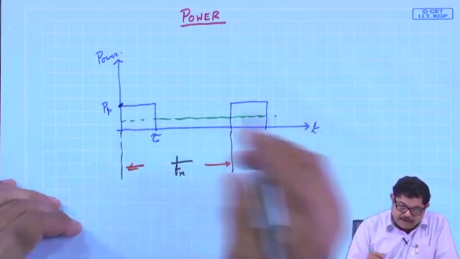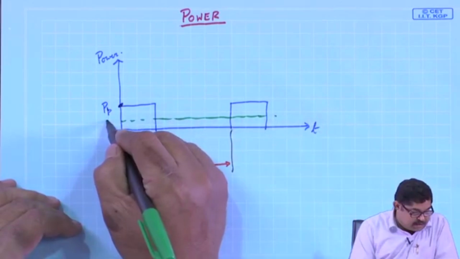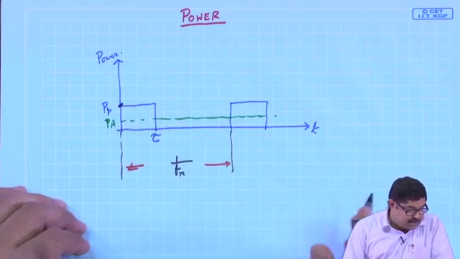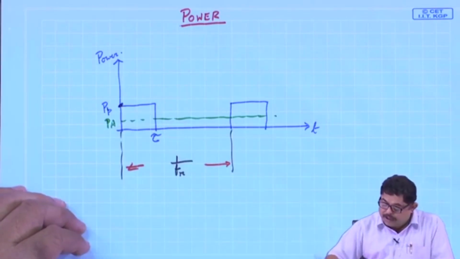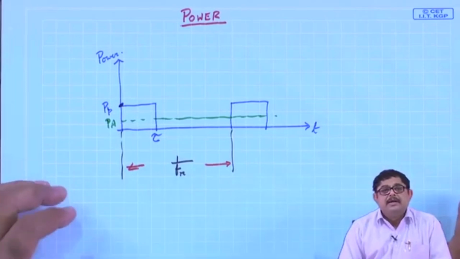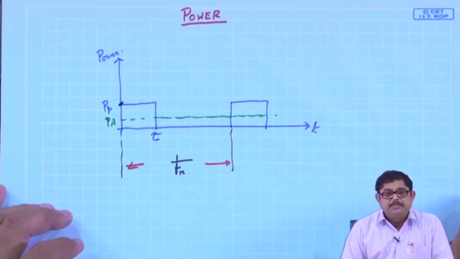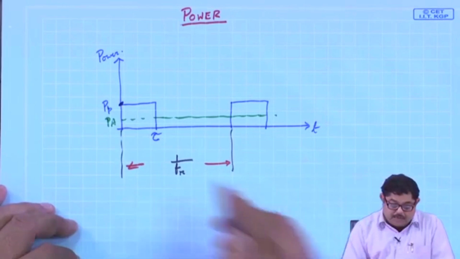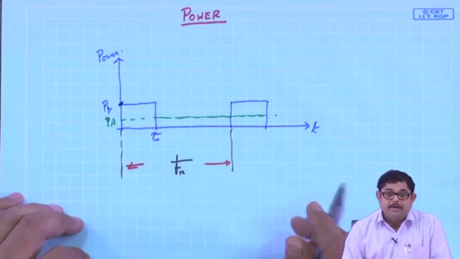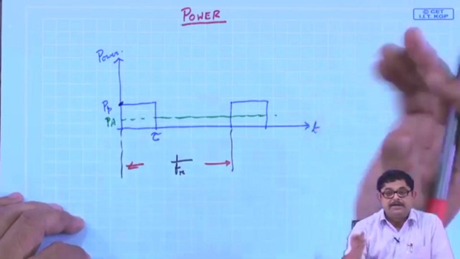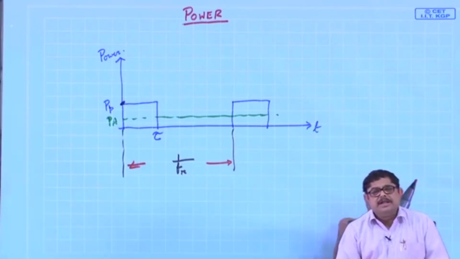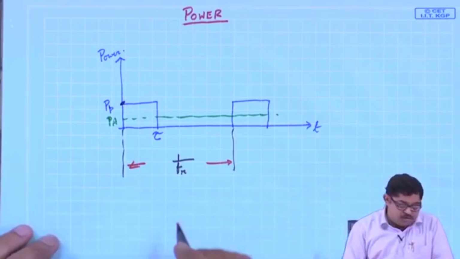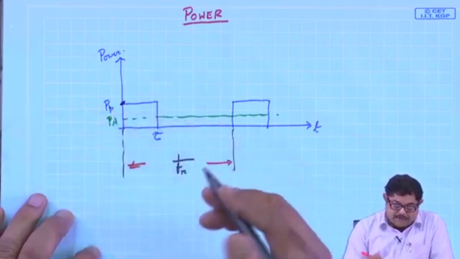So, let me call the average power P subscript A. Now, can we calculate the average power? Generally, for transmitters their average power is specified, but remember that in the radar equation we are interested only in the peak power, because radar detection etc. all depends on peak power. Transmitters' average power is a specification. So, we need to relate P p and P A.